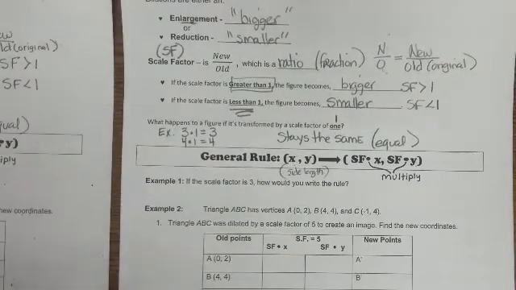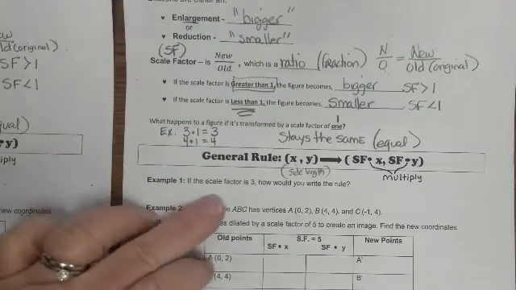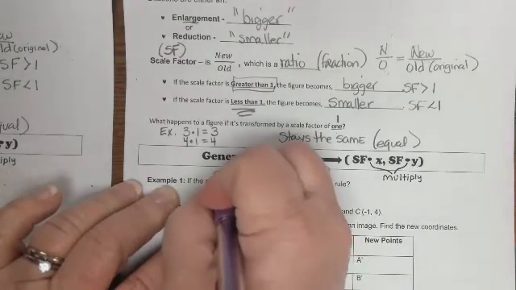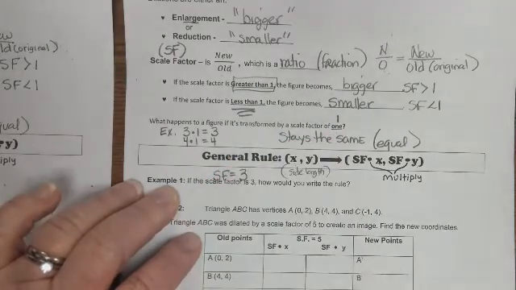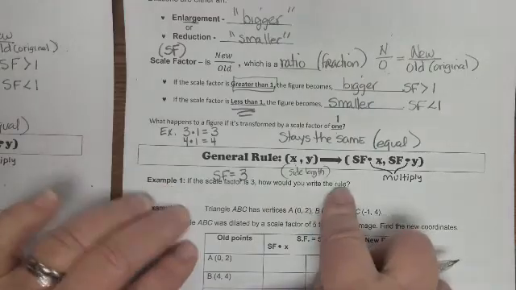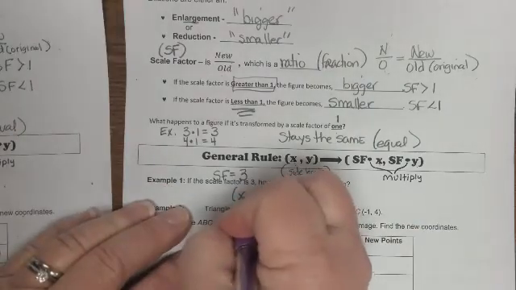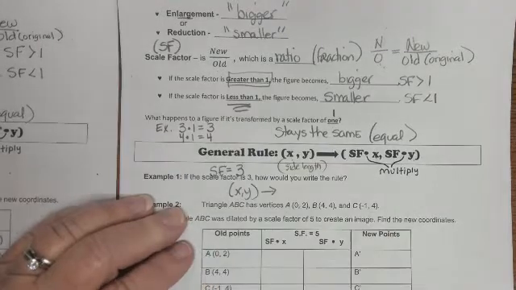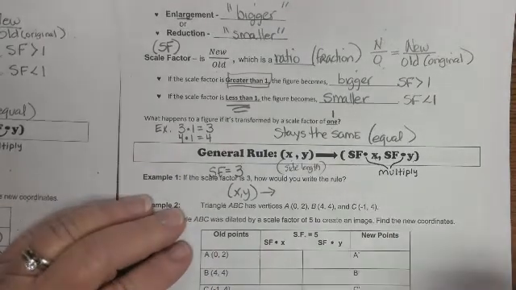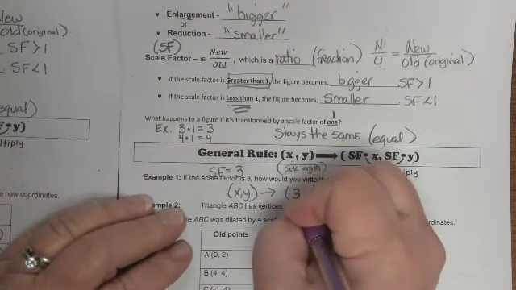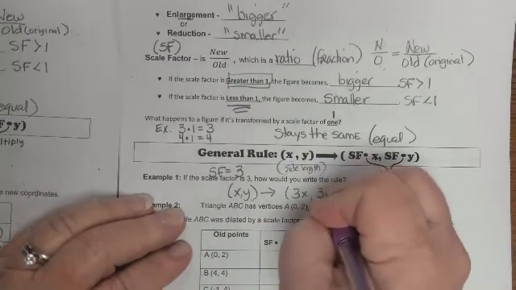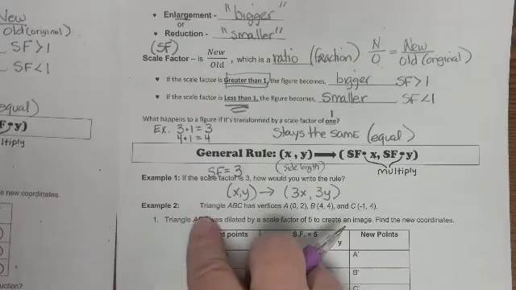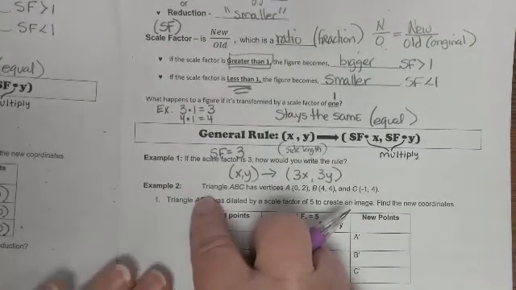So we're going to show you an example. If the scale factor is 3, so let's say I have a scale factor that is 3. How would you write the rule? Well, every x and y pair in my figure, I would change that x and that y by taking 3 times the x value and 3 times the y value. Here we go. We're going to show you a specific example now.